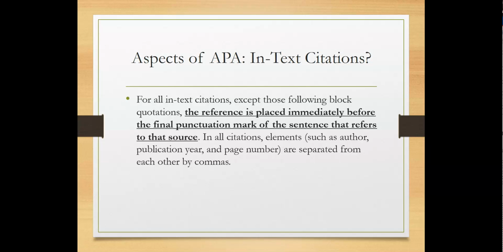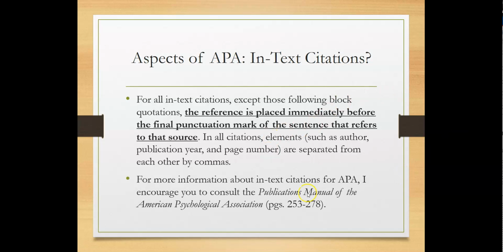In all the citations, elements such as author, publication year, page number, those are all going to be separated by commas. And it's really important to keep in mind that it's commas because punctuation is one of those tricky things with style. Some styles do require there to be commas between elements and a parenthetical, some don't. So it's important to keep in mind that commas are what's used here for APA. And of course, if you are using the new APA manual, the 7th edition, you'll see here on the screen, that is the page range where you can find information on in-text citations.